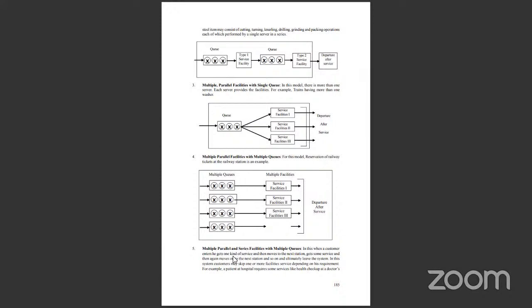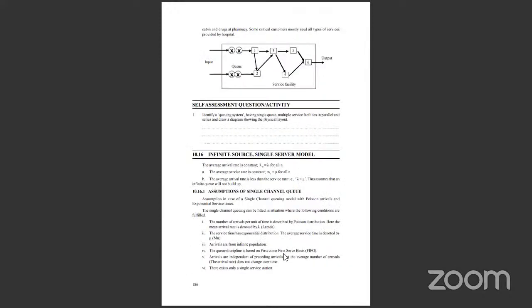Fifth one, multiple parallel series facilities with multiple queues. A series is there where we can go to different services like this. Whoever comes, cabin and drugs at pharmacy. Some critical customers mostly need all types of services provided by hospitals.